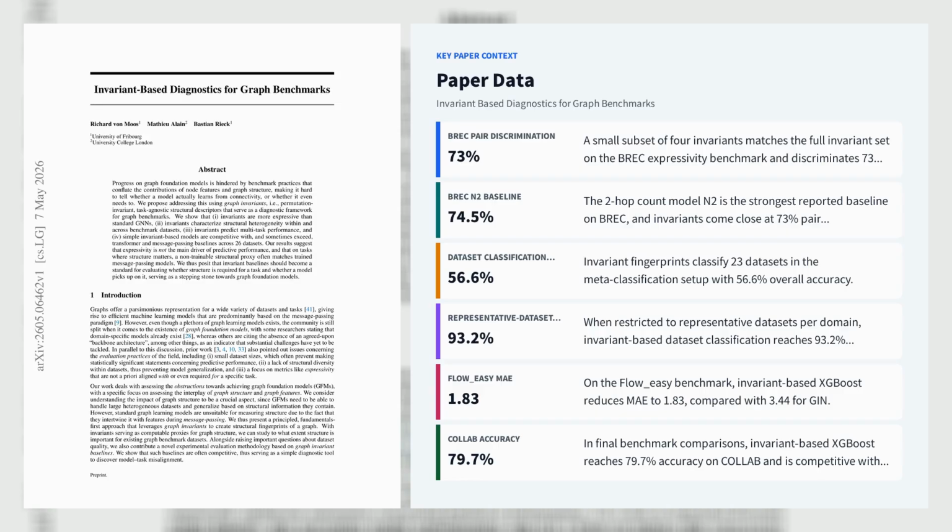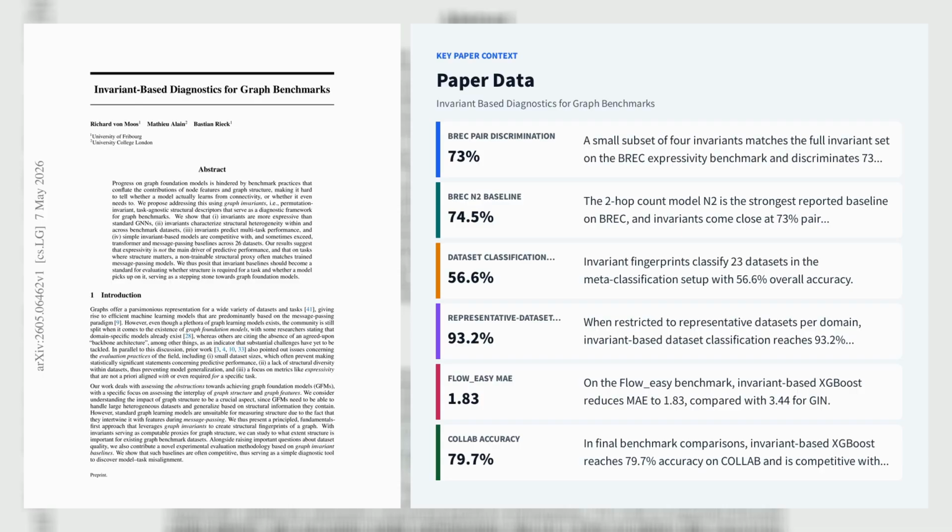Let's explore the second paper, Invariant-Based Diagnostics for Graph Benchmarks. Invariant-based diagnostics for graph benchmarks argues that current graph benchmarks confound node features with connectivity, obscuring whether graph structure actually matters. The paper replaces learned graph encoders with permutation-invariant structural descriptors such as Wiener index, Laplacian spectrum, homomorphism counts, Forman-Ricci curvature, and Balaban index, then evaluates them with XGBoost and a GIN encoder across 26 datasets.